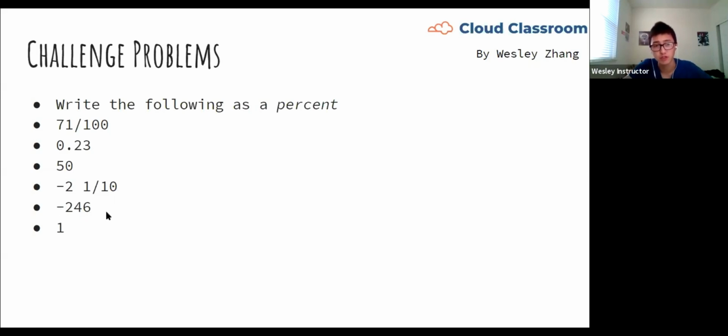-246, multiply by 100, add a percent sign. -24,600%. All right, and then 1, multiply by 100, add a percent sign. That's 100%.